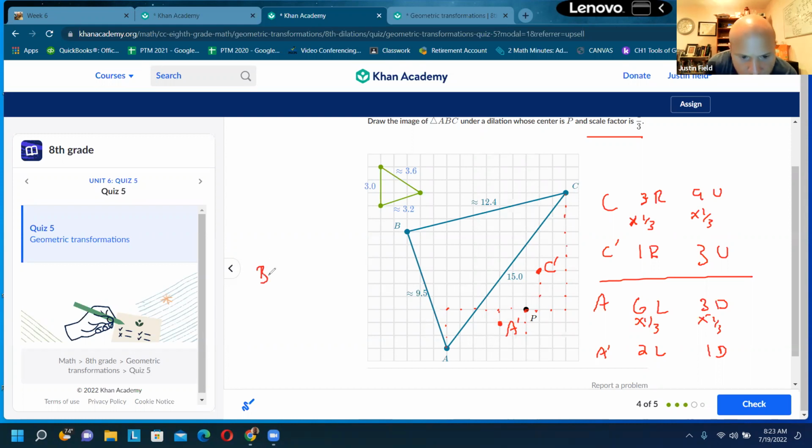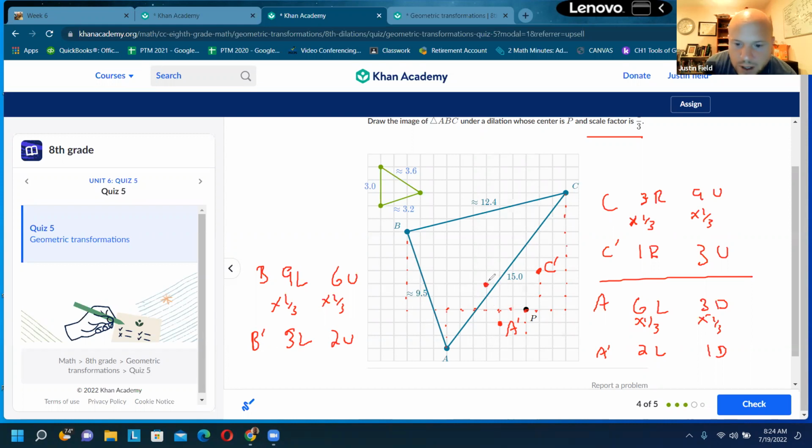All right, last one, B. To get to B, I go 1, 2, 3, 4, 5, 6, 7, 8, 9, 9 to the left and 1, 2, 3, 4, 5, 6 up. Multiply those by our scale factor, which is 1/3, and we get 3 left and 2 up. So B prime is going to be 3 left from center and 2 up. 1, 2, 3, 1, 2.